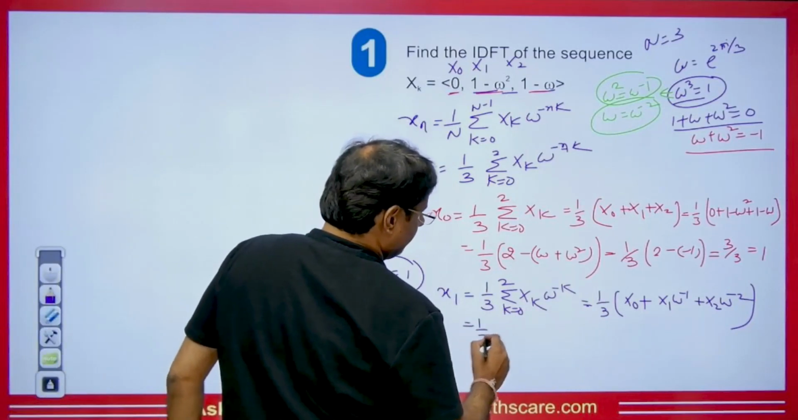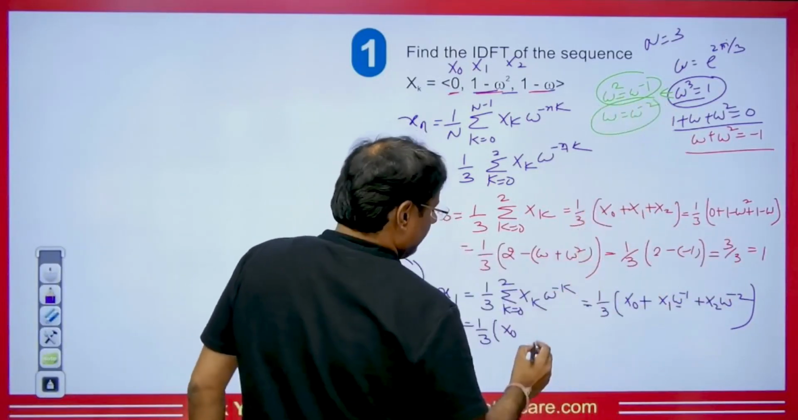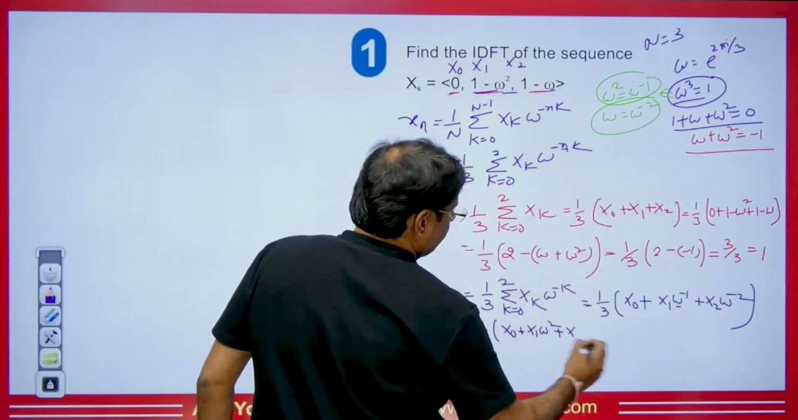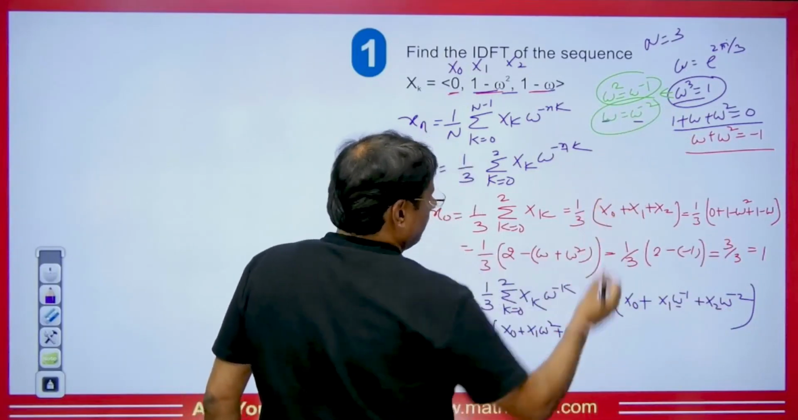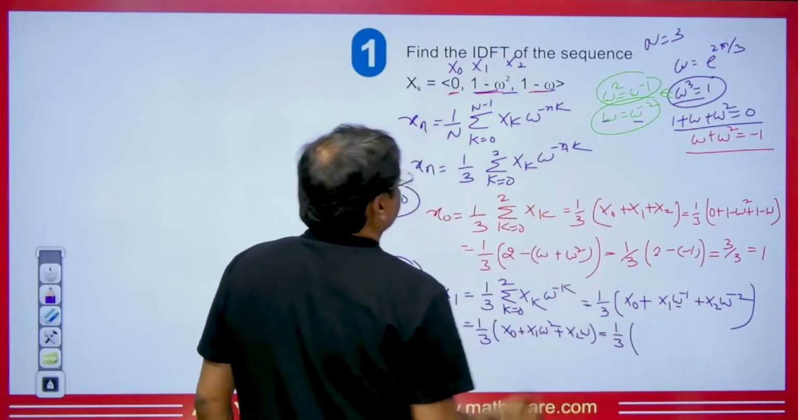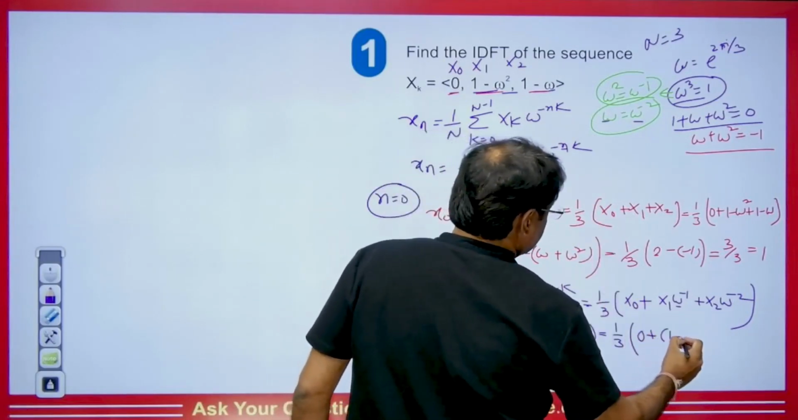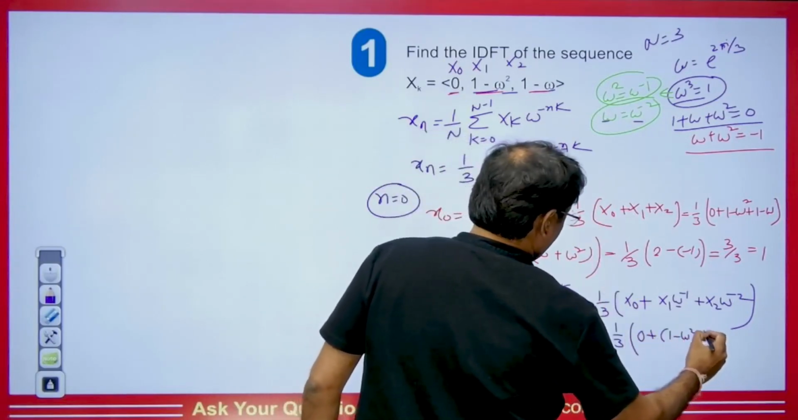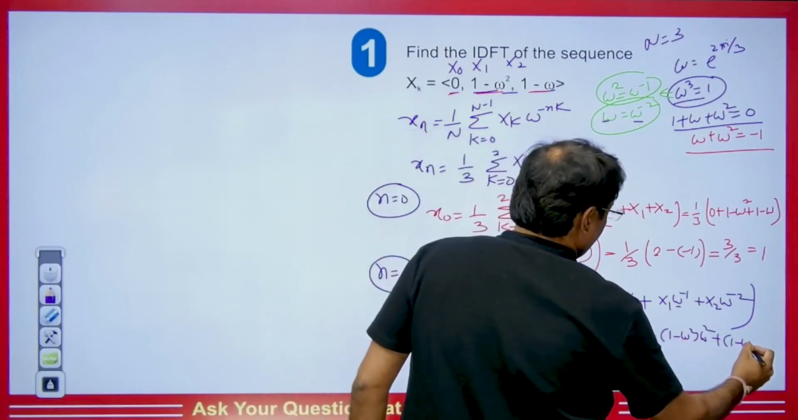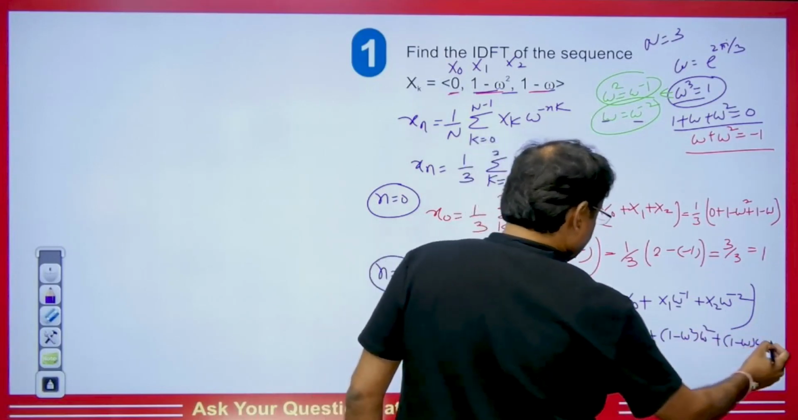Its value will be 1 by 3, x0, and the value of omega to the power minus 1 is omega square. So this will be plus x1 omega square, plus x2, and omega to the power minus 2 is omega. This is what we will get here, 1 by 3. Now we will put its value. The value of x0 is 0. The value of x1 is 1 minus omega square, into omega square, right? Plus the value of x2, here 1 minus omega, into omega. Here we will get the value, right? It will be omega. Is it clear?